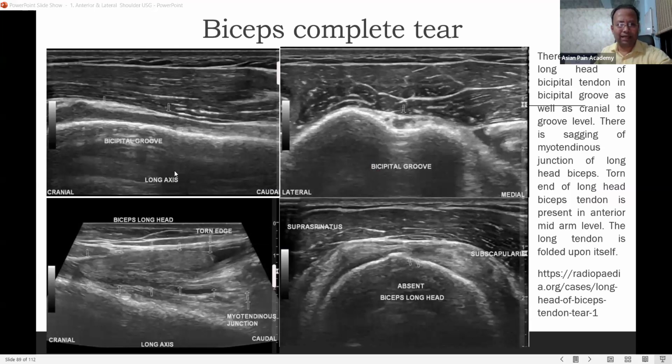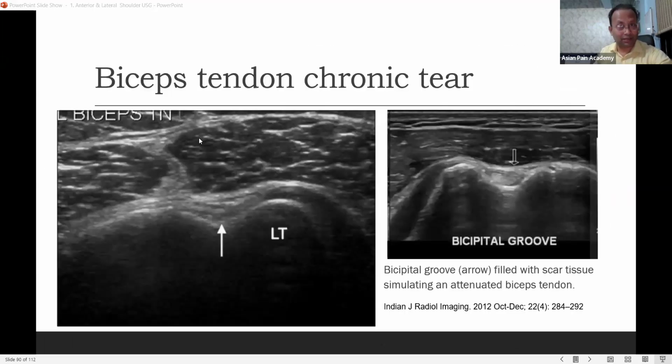So sometimes we can see that the biceps tendon is not there in the groove and there is a rupture. But of course, these patients should not come to us, though sometimes they can. Biceps tendon chronic tear: the biceps tendon is not there. It has been filled with some scar tissue and all.